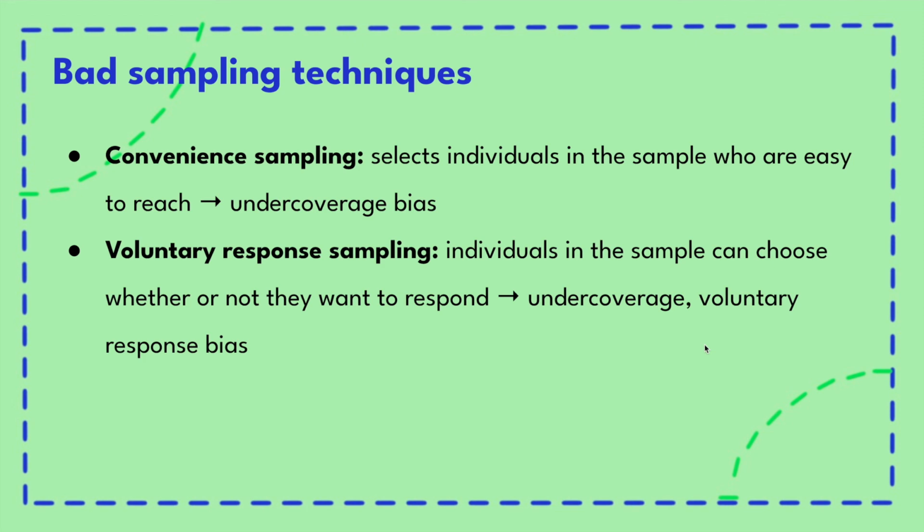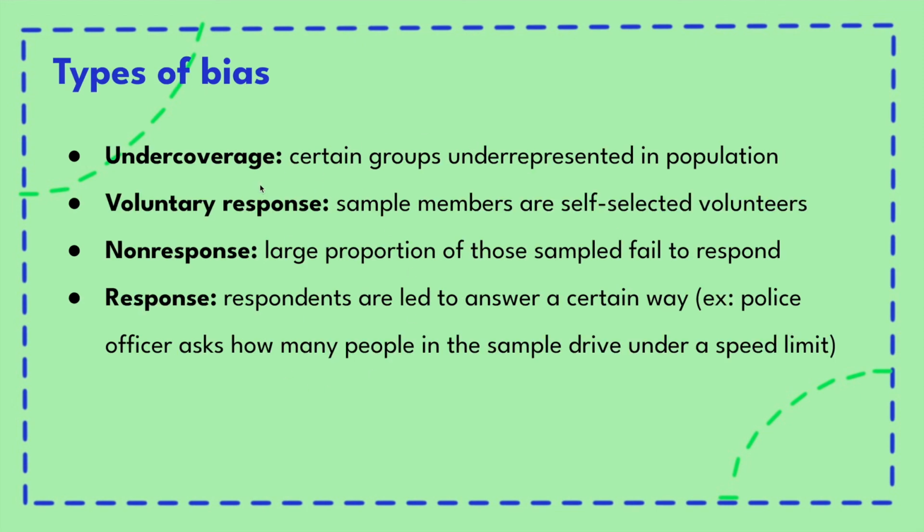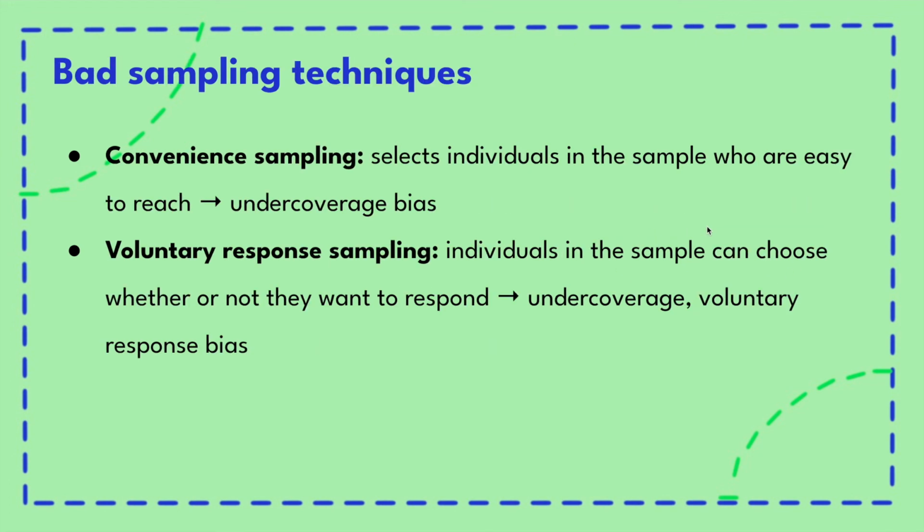Next, we have voluntary response sampling. Individuals in the sample can choose whether or not they want to respond. First of all, that's undercoverage because you're missing out on those people who chose not to respond. Then it's also going to be voluntary response bias because they're choosing. And in this type of sampling, you could also see non-response. Maybe they say they're going to respond and then they don't. There's just a lot of bias that could be introduced with these bad sampling techniques that you want to avoid.